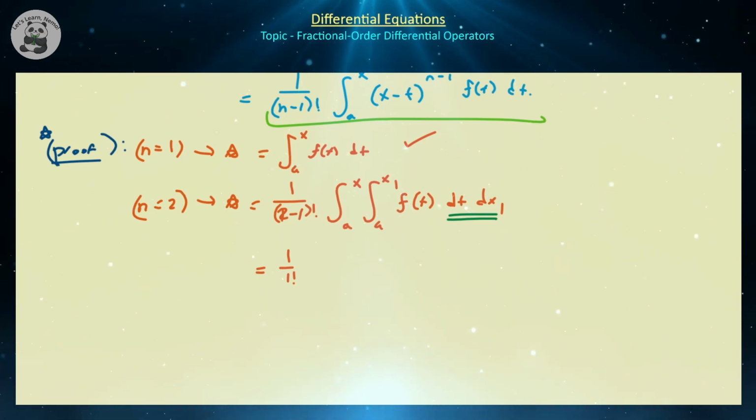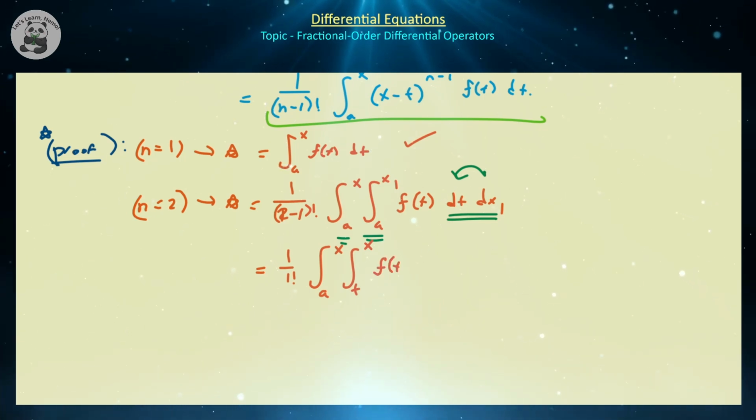So what I want to do is reverse these things, which means these bounds are definitely going to change around a bit. So once you work out that multivariable calculus transformation, what you're going to have is the integral from a to x, and then the integral from t to x, and then we're going to have f of t dx1 dt, right? So we're just doing a change of variables here. There's a change of variables.